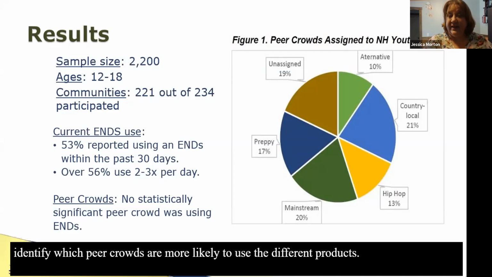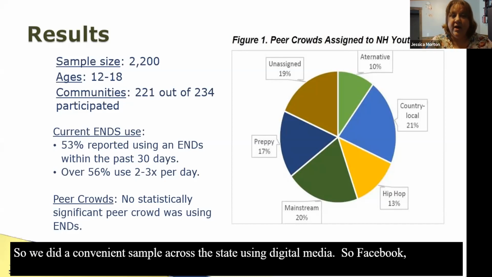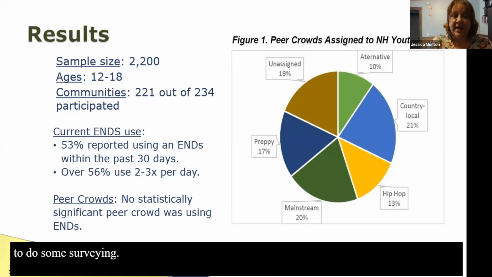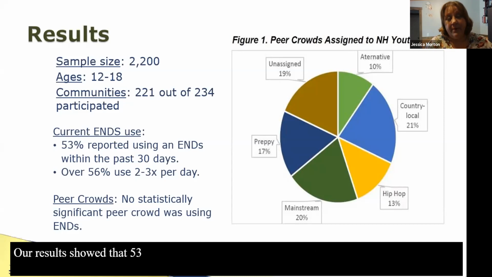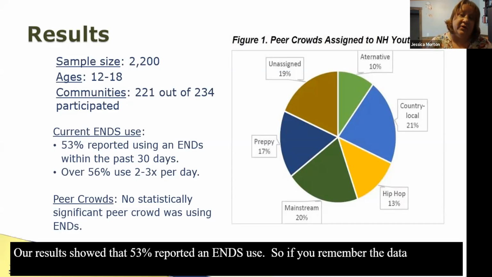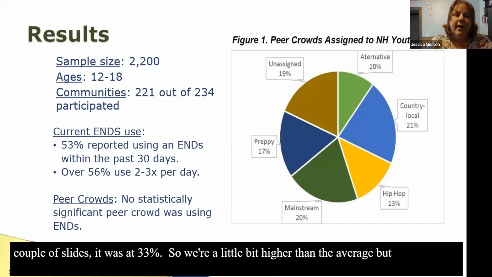So we did a convenience sample across the state using digital media, so Facebook, Instagram, to do some surveying. We got 2,200 respondents in the ages of 12 to 18. What was really amazing is 221 out of the 234 towns and cities across the state did participate in the survey. Our results showed that 53% reported an ENDS use. If you remember the data from a couple of slides ago, it was at 33%. So we're a little bit higher than the average for the YRBS, but not too bad.